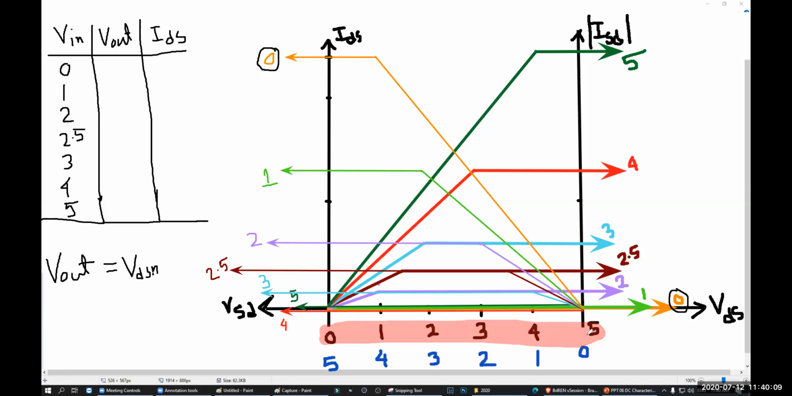This axis is our output axis. We will take our output from here because this is actually our VDS. VD is our output. So now let's get back. Our orange line is this one. Where do these two orange lines intersect? Who can tell me where they intersect at our output line?